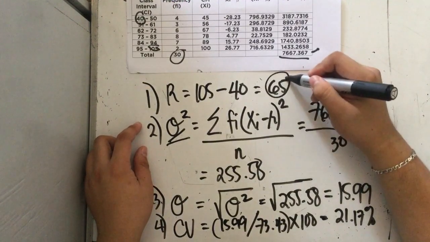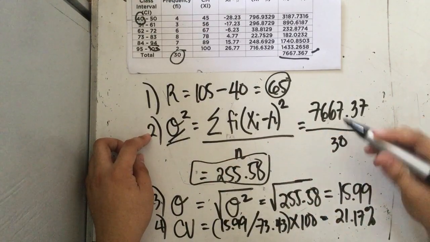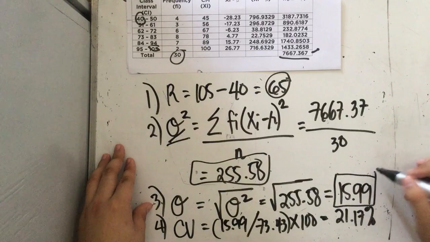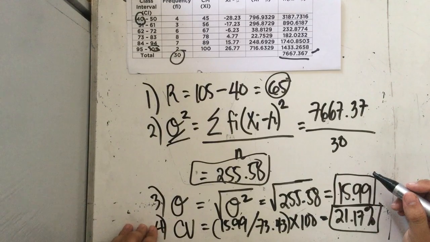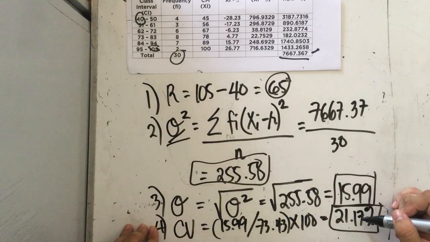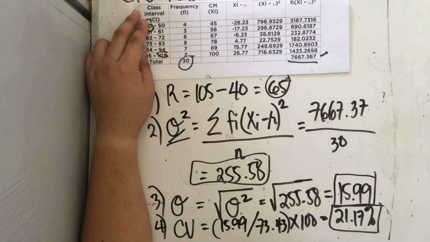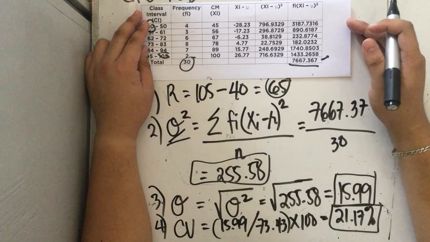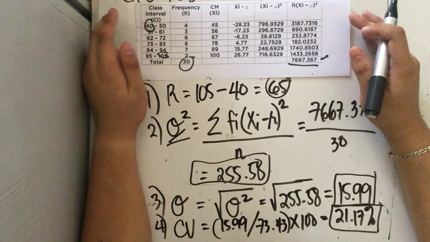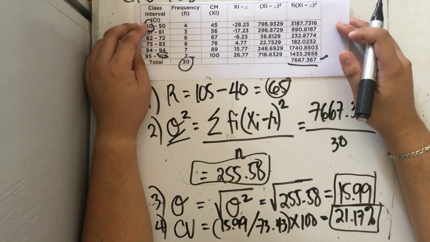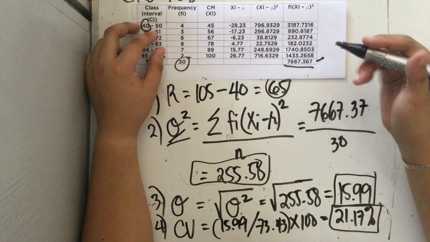So we have our range 65, our variance 255.58, our standard deviation 15.99, and our coefficient of variation 21.17. So bakit nga ba natin kinocompute si variability? It is important for us to note that if we compute the variability, we are also computing the spread of the data or the distribution of the data. So dito natin makikita kung gaano kalayo yung mga data natin dun sa mean.